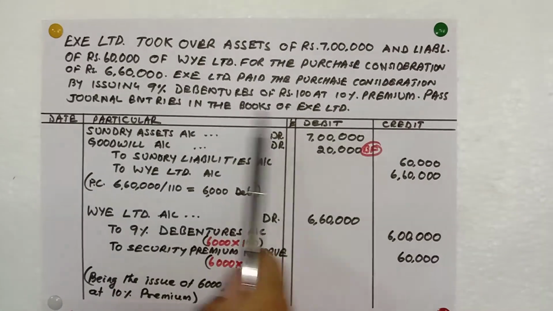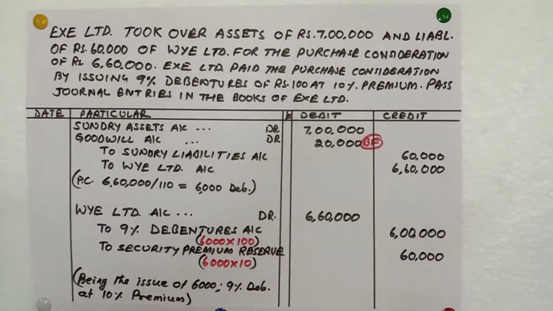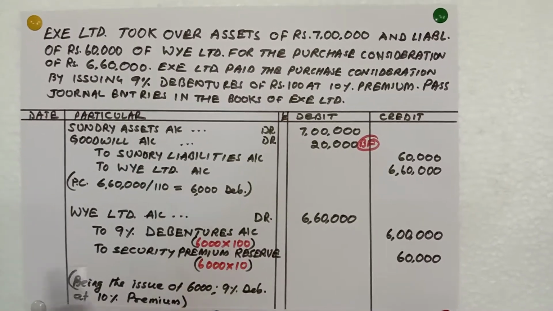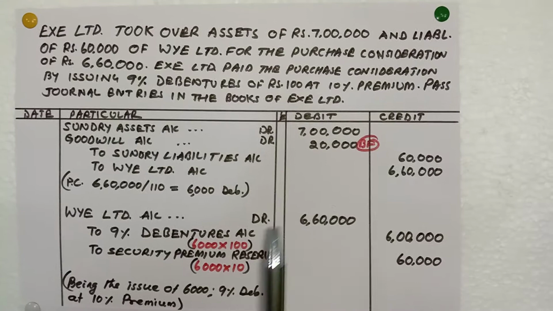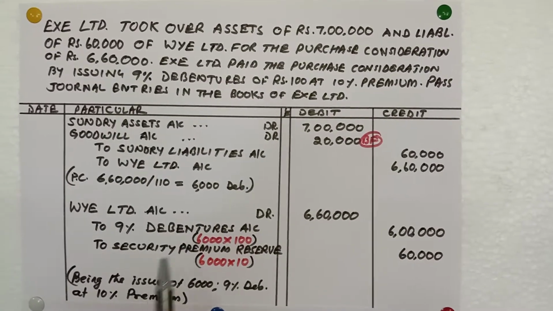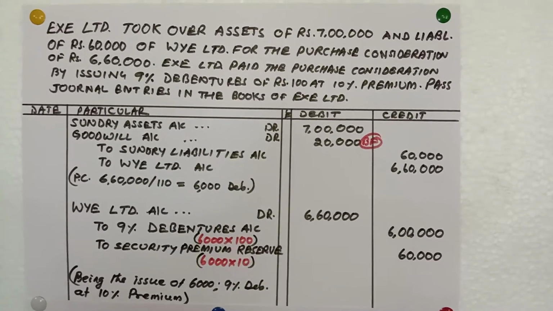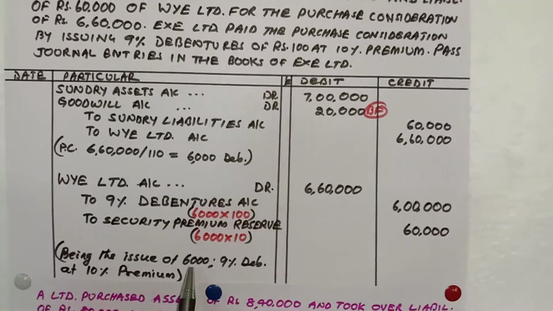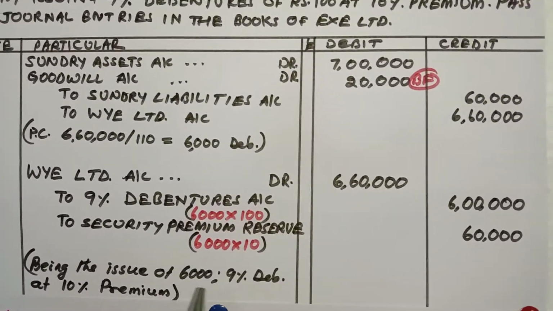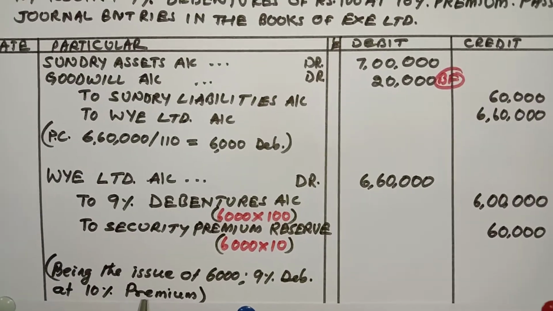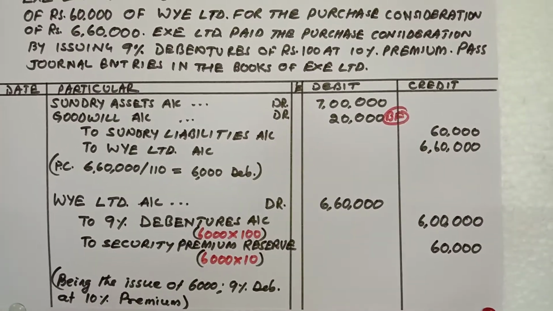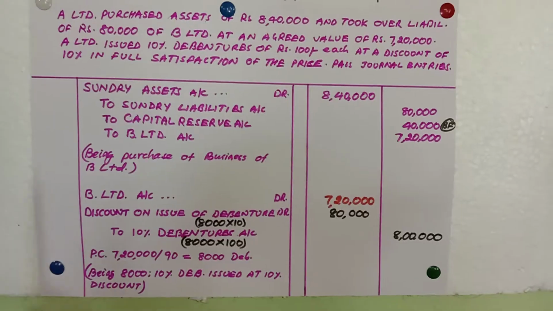This type of question basically comes for 4 marks. So 2 marks and 2 marks for these 2 entries. But you have to see that all the entries are right and the amount is also right. You can write a narration: being the issue of 6,000 debentures at 9% and at a premium of 10 rupees. So this is how you can write the narration.